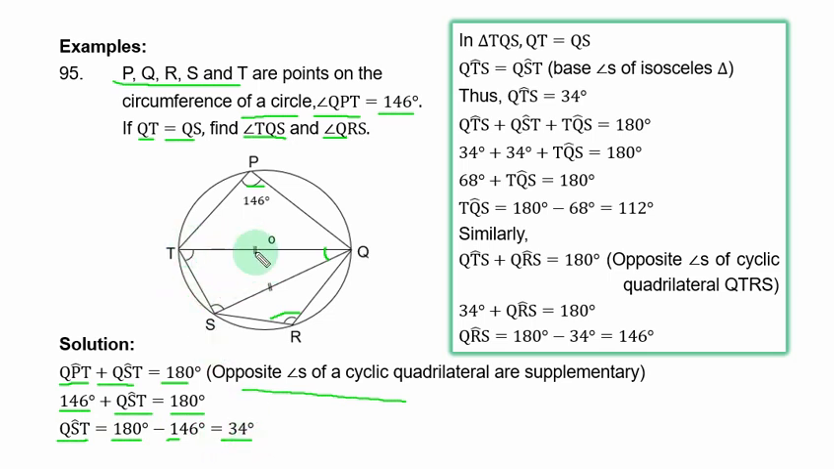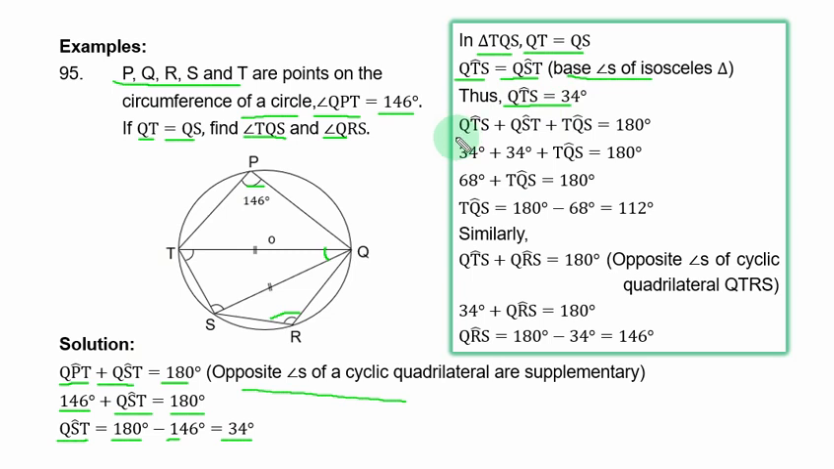Now, look at triangle TQS. We're told that QT is equal to QS. By that reason, the base angles are equal. So, in triangle TQS, QT is equal to QS. Therefore, the base angles, angle QTS, is equal to angle QST. You have the reason. Thus, angle QTS is equal to 34 degrees because QST is 34. QTS becomes 34 as well.